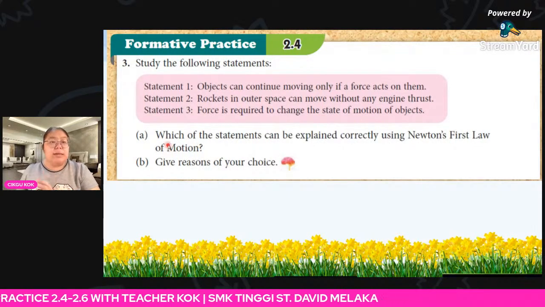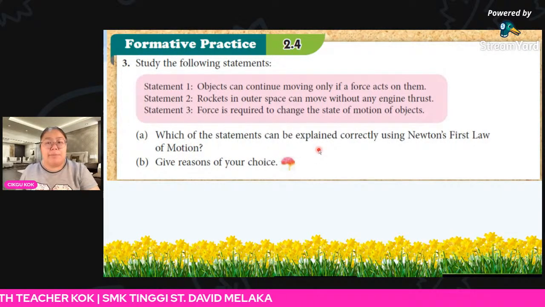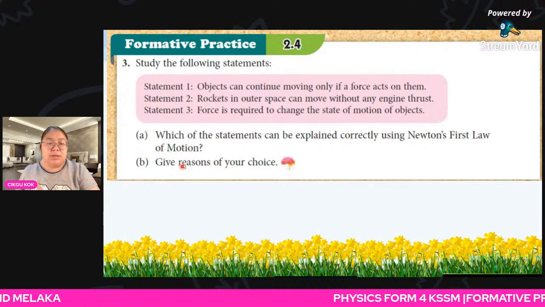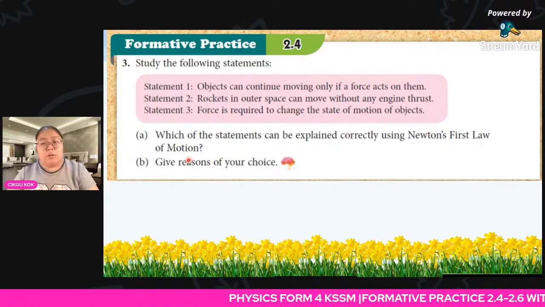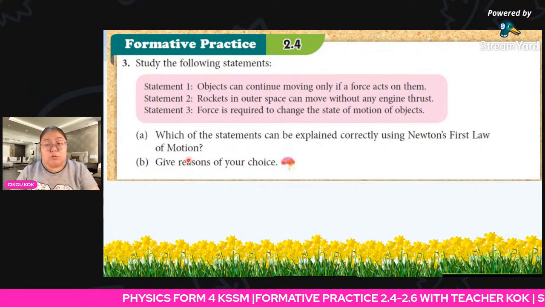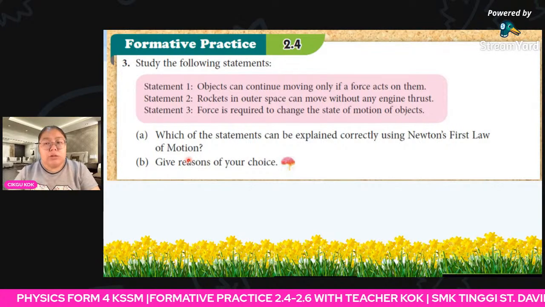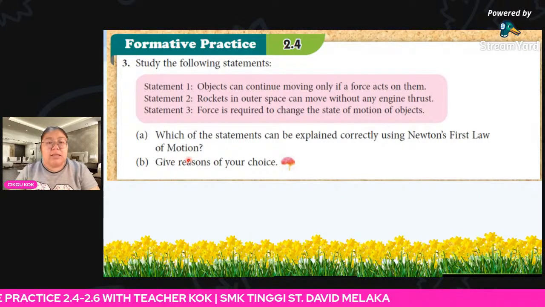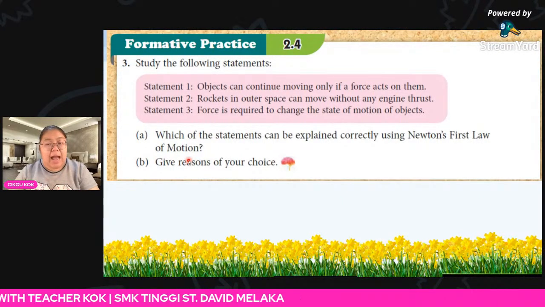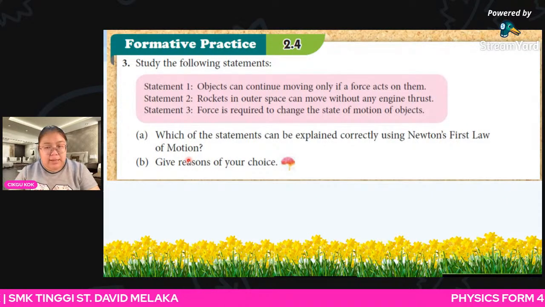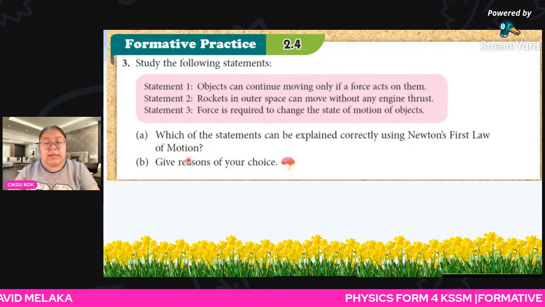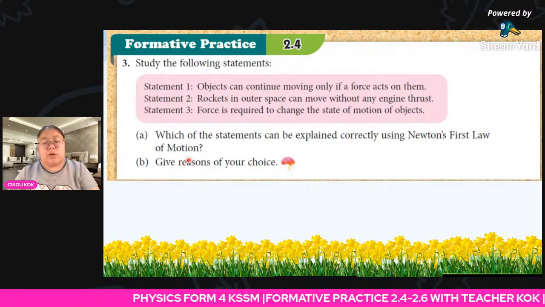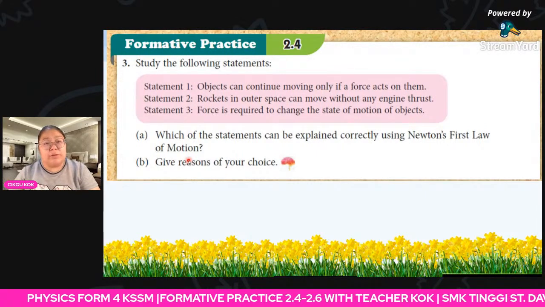So from here, the question asks which statement can be explained by using Newton's first law of motion. Now let's see what Newton's first law of motion is. It means the object wants to continue its motion, either moving in a straight line or staying stationary, unless an extra force acts on the object. That is Newton's first law.